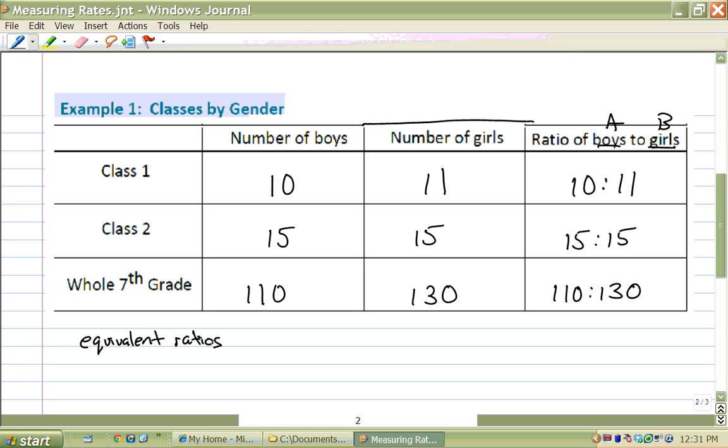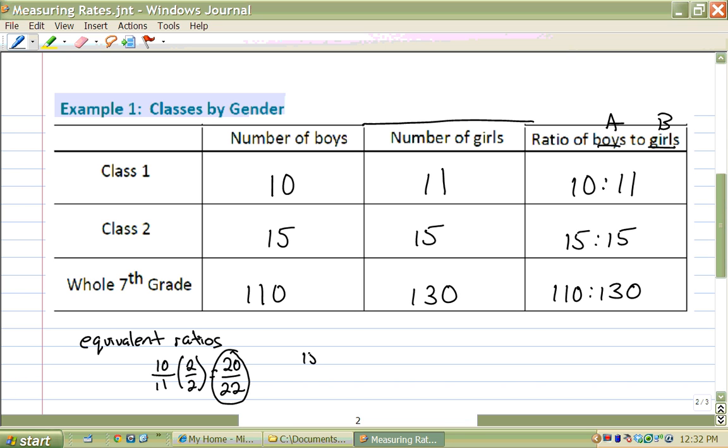And hopefully this will make a little more sense. So if I have the first one, the 10 to 11, if I wrote it as a fraction, and I wanted to come up with an equivalent ratio, I just multiply the top and the bottom number by the same amount. You pick any number you want. I'm going to use 2. 2 over 2. 10 times 2 is 20. 11 times 2 is 22. So this is an equivalent ratio.